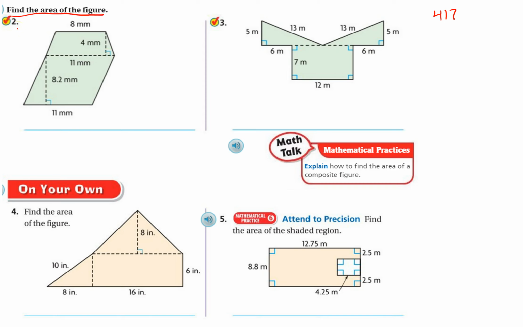Let's take a look at the figure on number 2. Looks like I have a parallelogram here. So I'm going to need to find the area of that parallelogram. And I have a trapezoid on top of it. So I'm going to need to find the area of that trapezoid. I'm going to add those two areas up, and that's going to be my final answer.